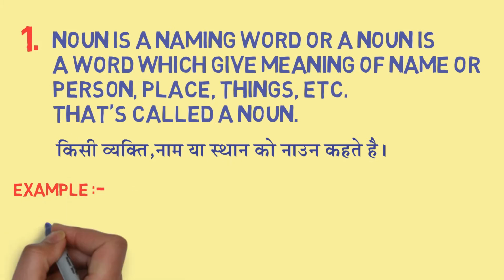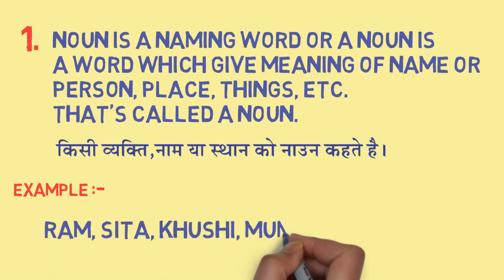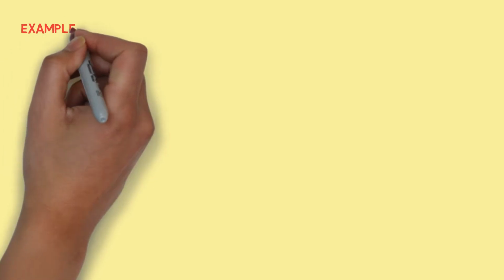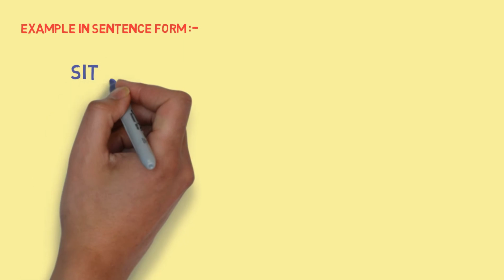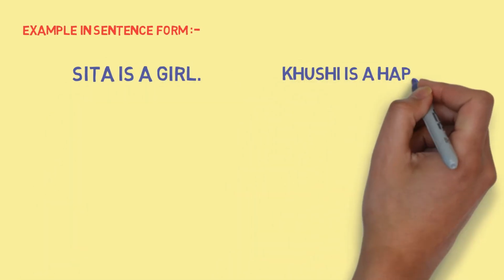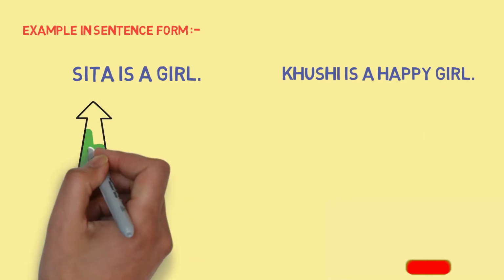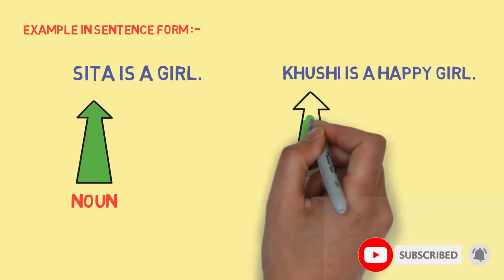Example: राम, सीता, खुशी, मुंबई, गंगा, etc. For example, in sentence form: Sita is a girl, Khushi is a happy girl. In the first sentence, Sita is a noun. In the second sentence, Khushi is the noun.